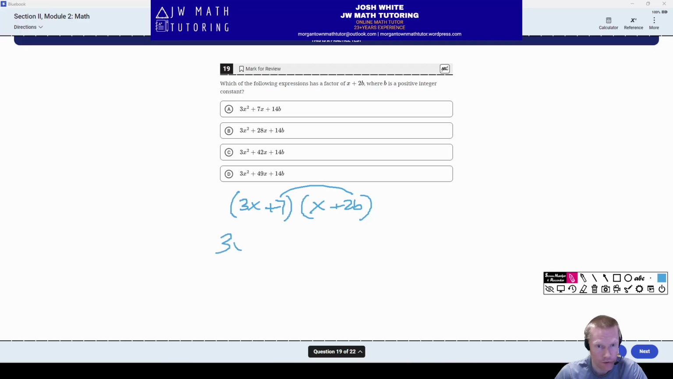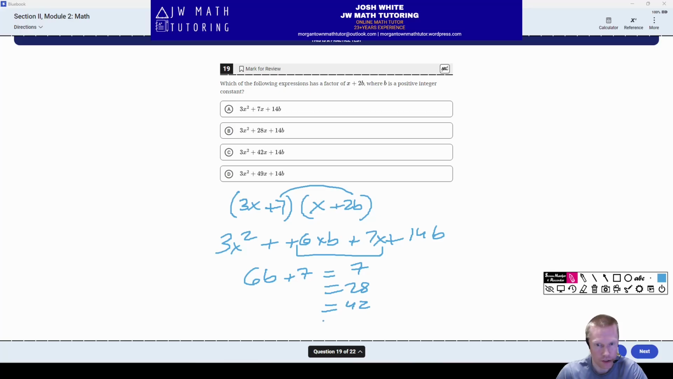So notice you FOIL it out, right? 3x squared plus the outer, 6xb, plus the inner, 7x, plus the last, 14b. So basically, just looking at the coefficients, 6b plus 7 is the combination of the two x terms, right? So you're basically now going through and saying, okay, what if this equals 7? What is b? If it equals 28, what is b? If it equals 42, if it equals 49.